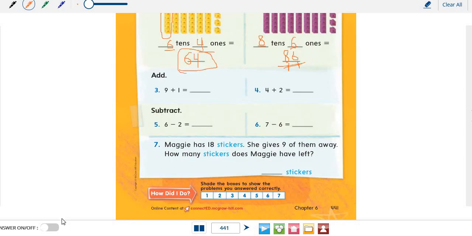Now it's your turn, grade 1, so please try to solve these problems by yourself, and then when you finish, you can check them here.